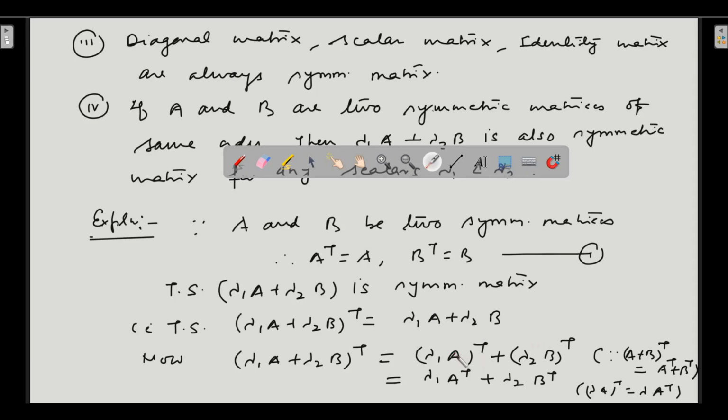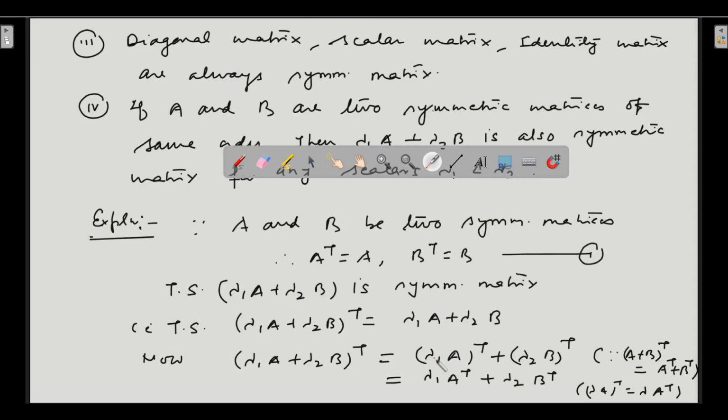Now, how did this happen? This happened because of this particular property: (A plus B) whole transpose is equal to A transpose plus B transpose. Okay. Now in the place of A we have λ₁A. In the place of B we have λ₂B. Okay. So just substitute in the place of A λ₁A and at the place of B λ₂B. So this is the final expression. This expression will be equal to this particular expression because of this particular property which I have taught to you in the previous lectures. Okay, I have already taught it to you.